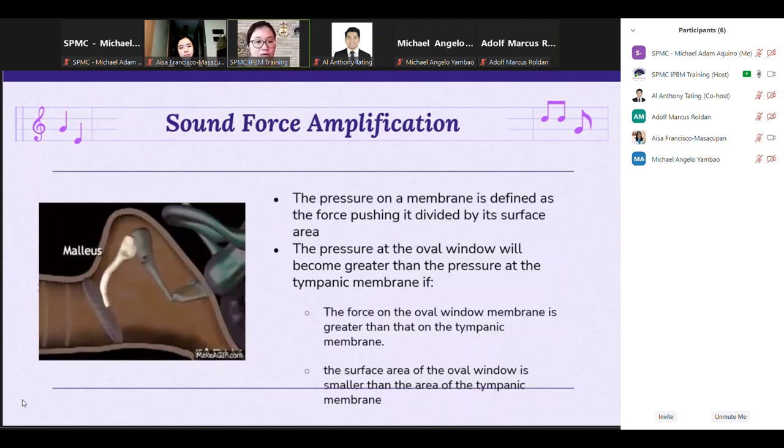So how can sound force amplification happen? It can be achieved if the pressure at the oval window is greater than the pressure at the tympanic membrane. And this only happens if, one, the force on the oval window membrane is greater than that of the tympanic membrane, and second, if the surface area of the oval window is smaller than that of the tympanic membrane. In the middle ear, if we notice, this is already achieved, no, through the mechanism of the middle ear.